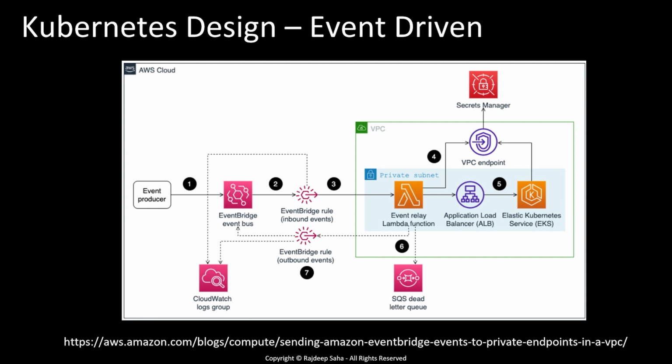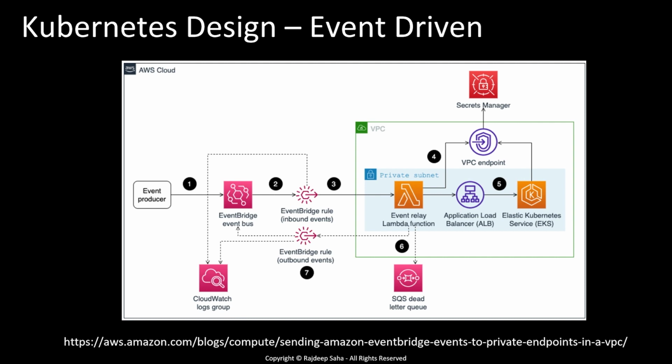In those cases, the application load balancer will be internal facing. So in that case, you need a Lambda. The message is coming to EventBridge, and then based on the EventBridge rule, it invokes the Lambda, and that Lambda is just a relay, which is just sending the message to the application load balancer, working as the ingress, and then ALB calling the EKS.